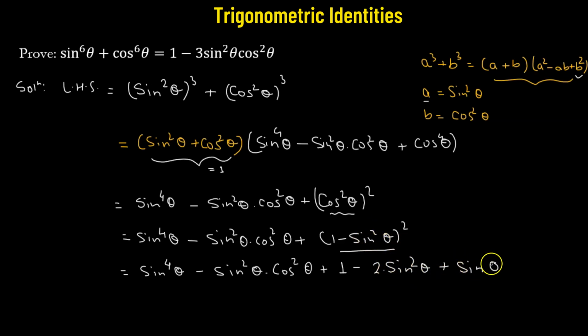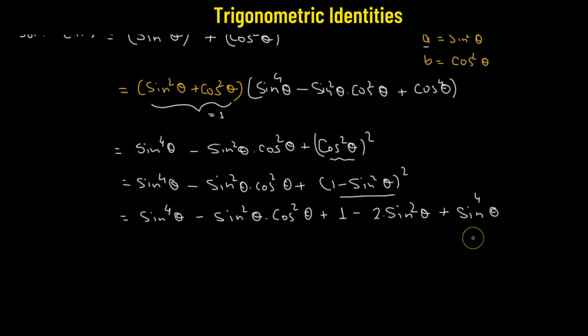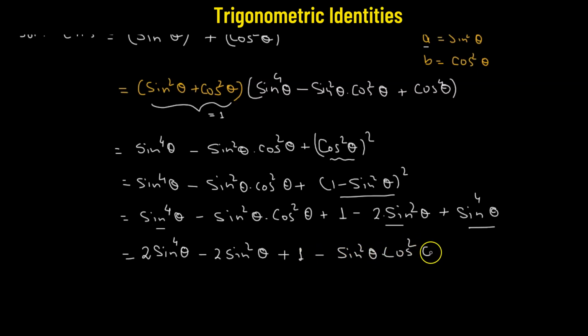So that means we have sine theta raised to the power of 4. Now we can combine the last term and the first term. So this is going to give us 2 times sine theta raised to the power of 4. Then we are going to consider the next term as negative 2 times sine squared theta, plus 1 minus sine squared theta times cosine squared theta.